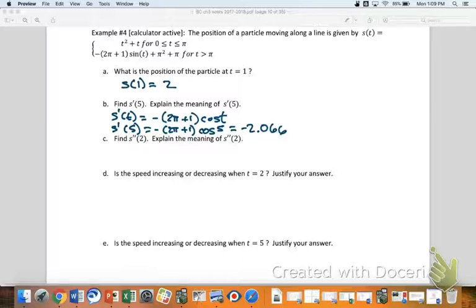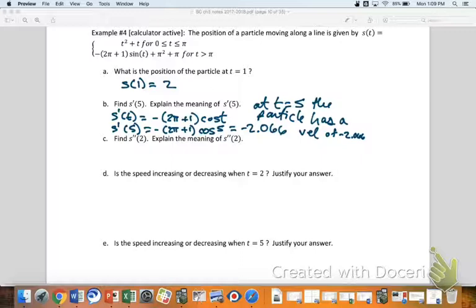Go ahead, Jasmine. At t equals 5, the particle has a negative velocity of negative 2.066. Okay, yeah, at t equals 5, the particle has a velocity, a negative one, of course, of negative 2.066. So she's correctly identified that s prime would be a velocity, and so that's definitely right on the money. If the velocity is negative, what does that indicate about the direction of the particle? Left. It's probably moving left.